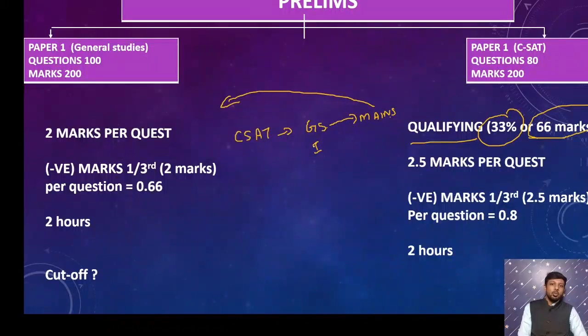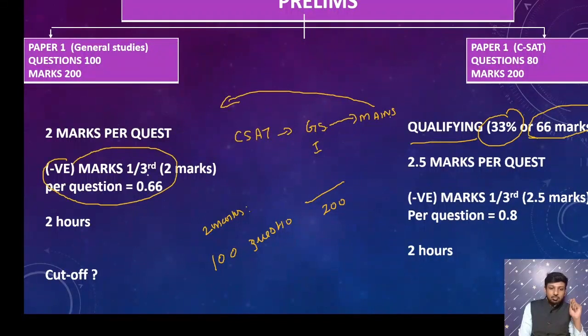Now, coming to how many marks the exam is held for and what the duration is, I will answer this question. Coming to the GS paper, that is paper 1, totally 100 questions will be asked, and each question carries 2 marks. Therefore, you are writing the exam for 200 marks. I'm talking about GS paper 1. Totally 100 questions, each question 2 marks, therefore overall 200 marks. And you also have the concept of negative marking.